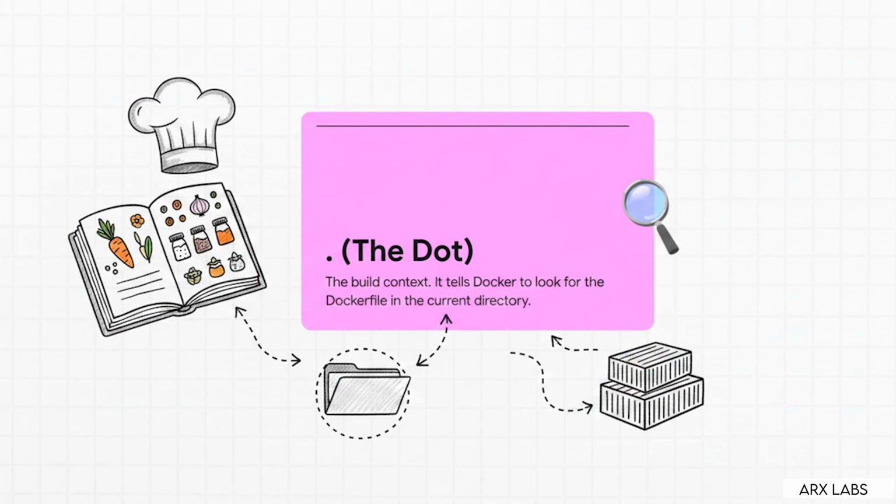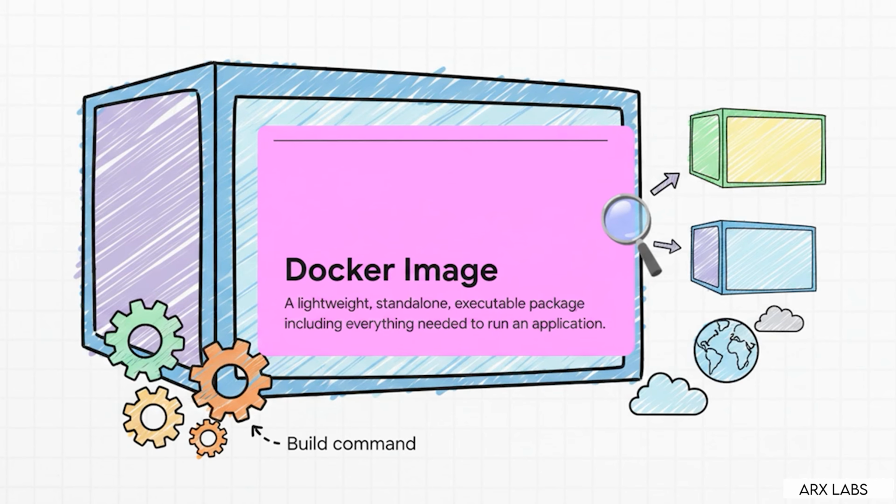And what's the deal with that lonely little dot at the end? It's just telling Docker where to find the recipe and all the ingredients. The dot simply means look for the Dockerfile right here in the current directory. So after we run that command, what do we get? We get a Docker image. This is our finished cake. It's a perfectly sealed read-only package that has everything inside it: our code, the runtime, all the tools and settings. It's a perfect snapshot that will work the same way no matter where you send it.